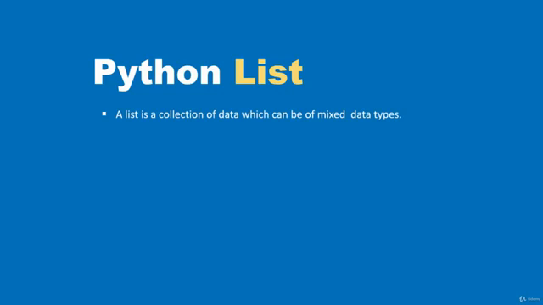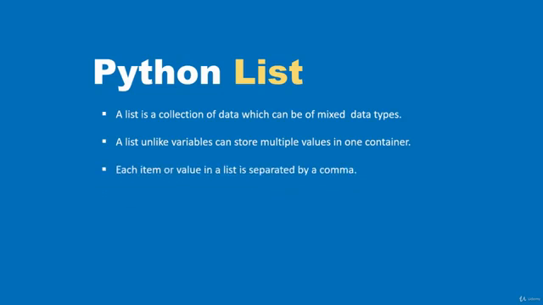What is a Python list? A Python list is a collection of data that can be of mixed data types. Unlike variables that can only store one value in a container, a Python list can store multiple values inside one container.